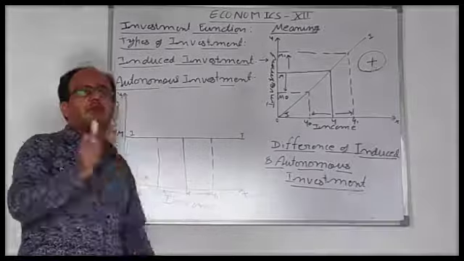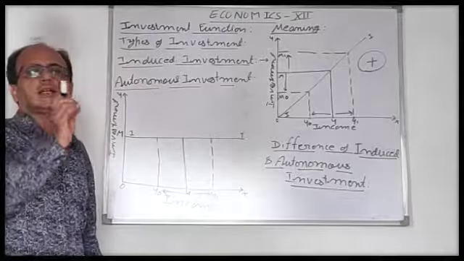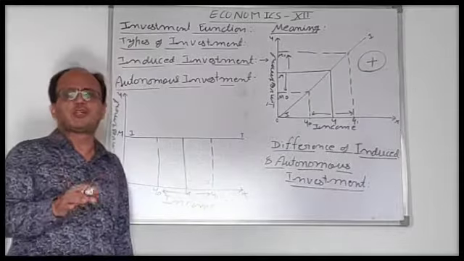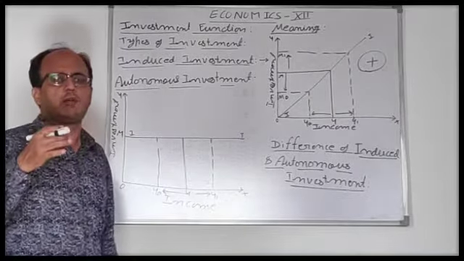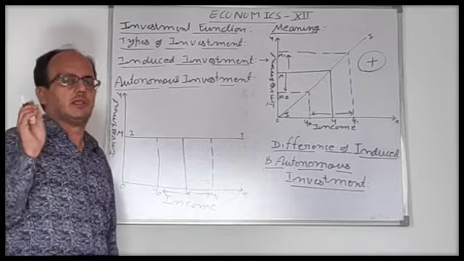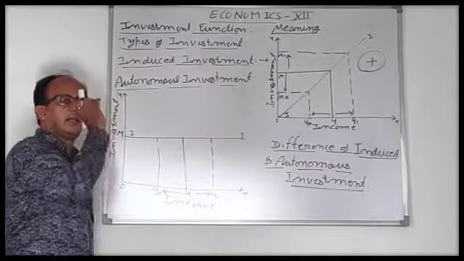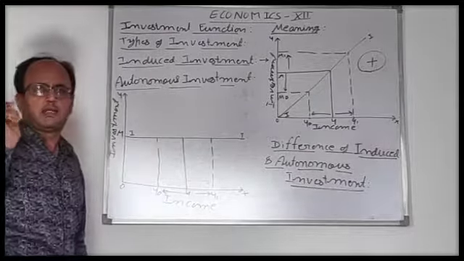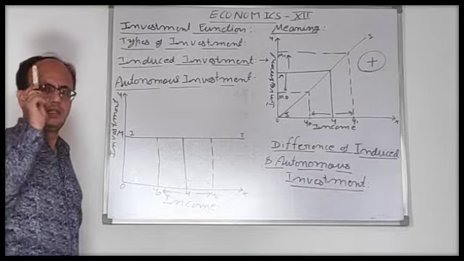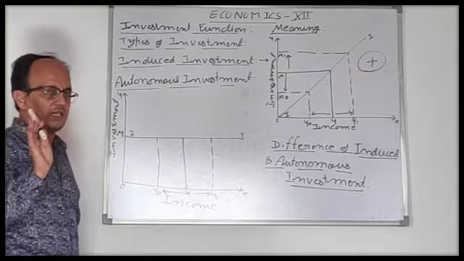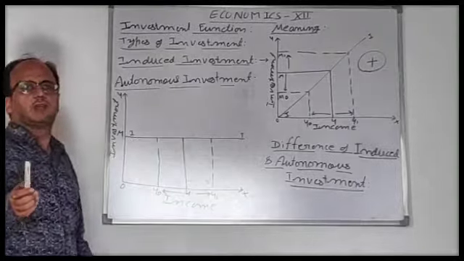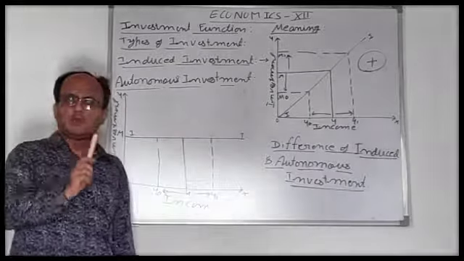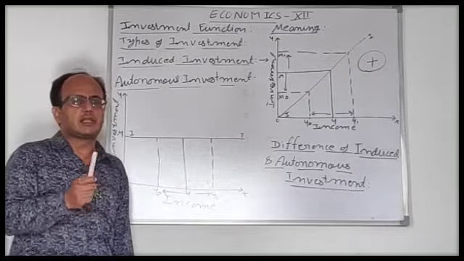So it means these investments are not related with the income level, because they are not done for the profit motive. They are generally done by the government or for the development of infrastructure in the economy. So it's totally income inelastic. I repeat again, induced investment is done by the private sector for the profit motive, and it's income elastic, while autonomous investment is done by the government sector for the development of infrastructure, and it is income inelastic.